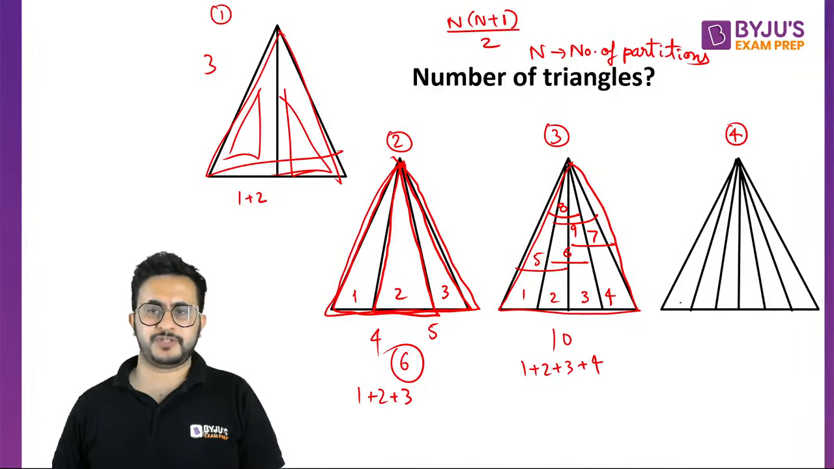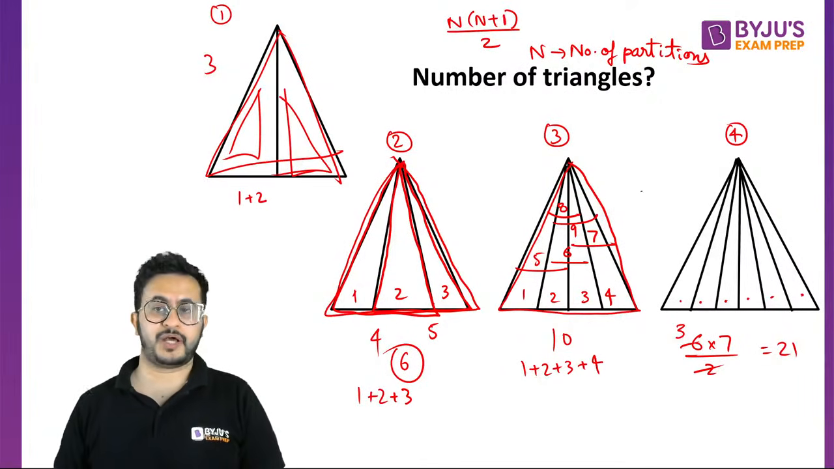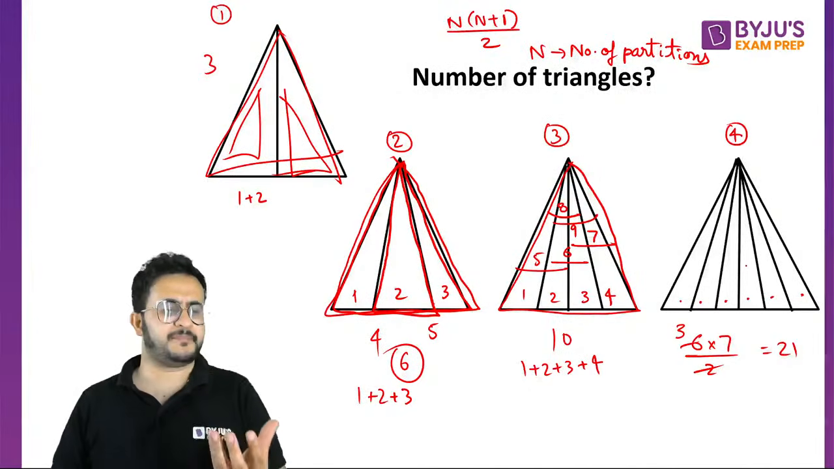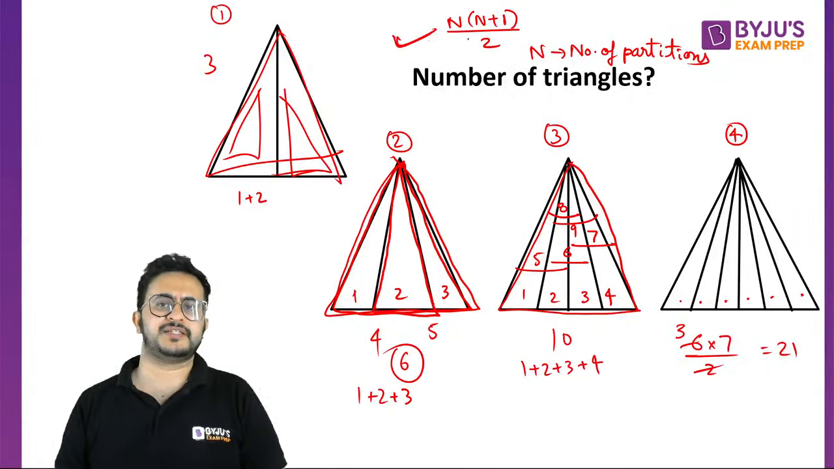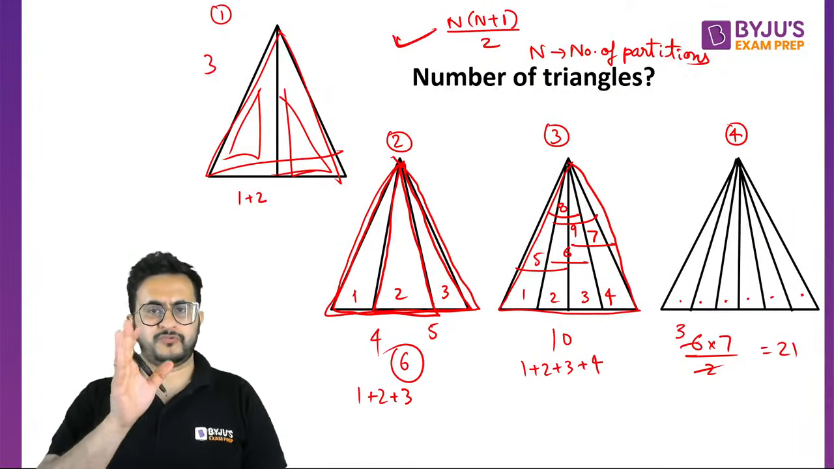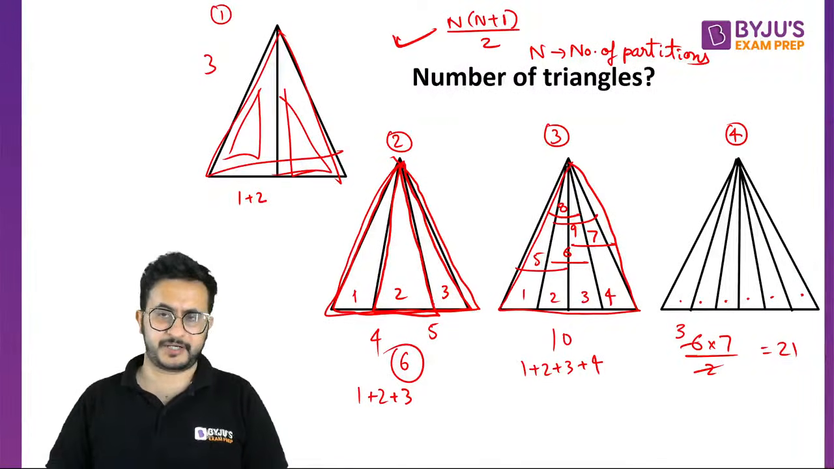Okay. Now if you see 1, 2, 3, 4, 5, 6, there are 6 partitions. So the number of triangles will be 6 into 7 by 2, that is 21 triangles. So you are not supposed to count them. In this case we could still count, but as the number grows you need to use these concepts. So the number of triangles is n into n plus 1 by 2, where n is the number of partitions. So 1, 2, 3, 4, 5, 6 partitions. Okay, so that is the rule when you have vertical partitions.